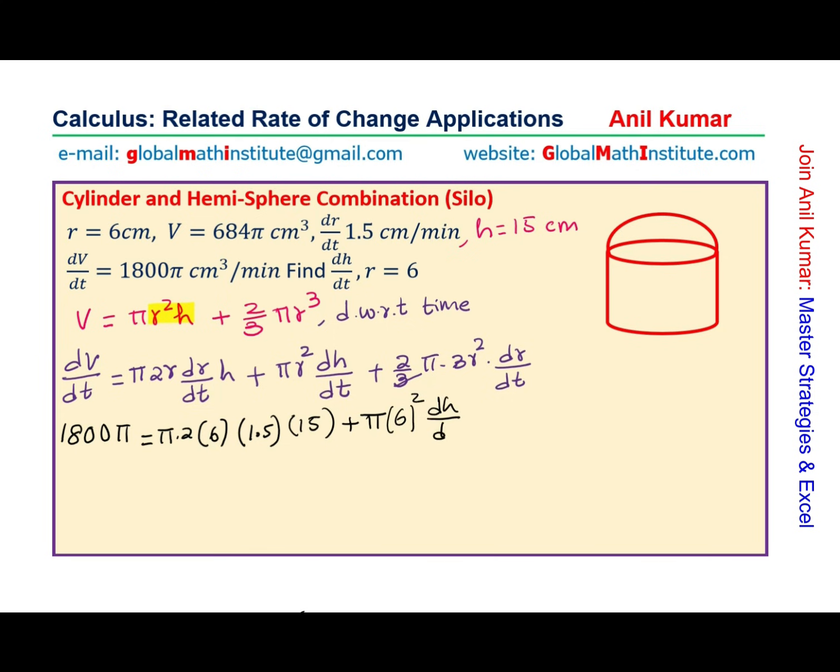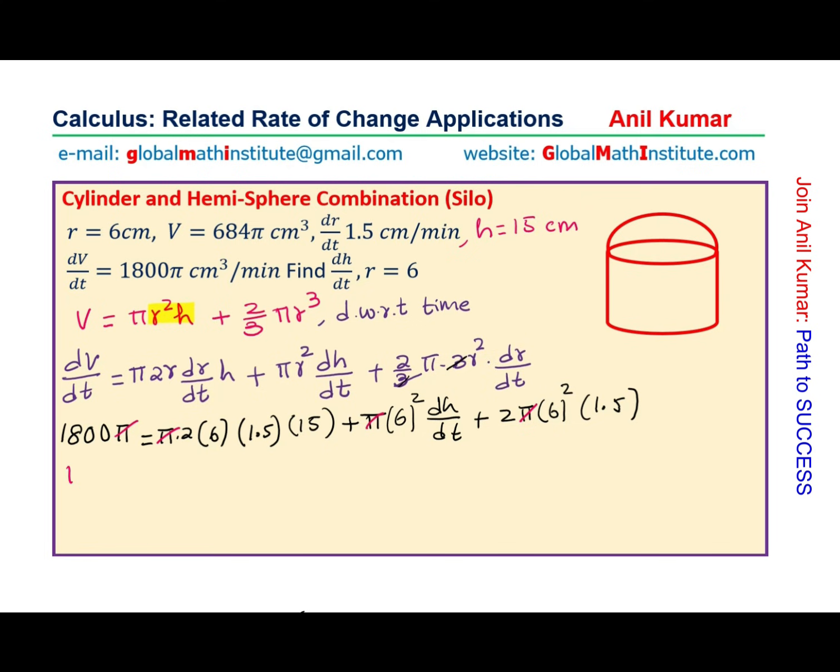dh/dt we want to find, plus 2 times 3. The 3 cancels, right? 2 by 3 pi r cube, 3 r 3. So we get 2 pi 6 square times 1.5 for dr/dt. Correct. Now let's cancel pi's, right? We could have done it earlier also. Great. So dh/dt is the term here.